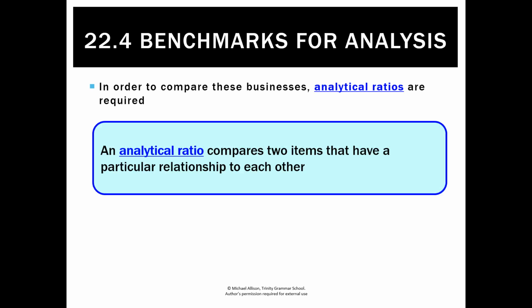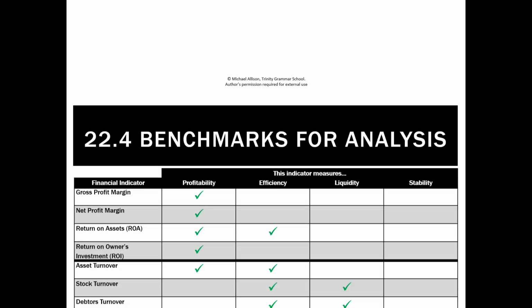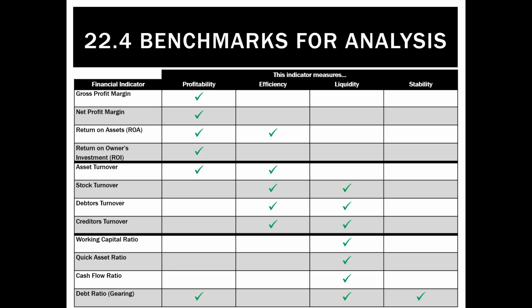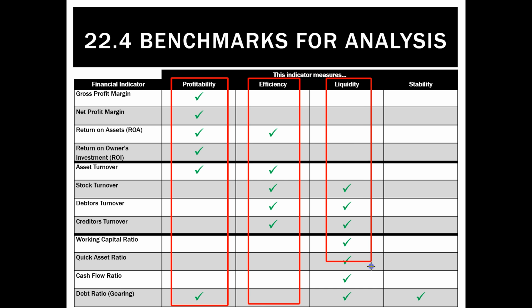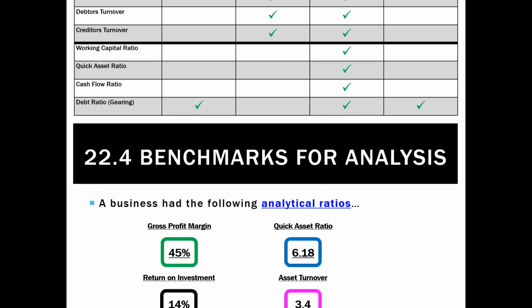So some of the things that we can compare them to are the analytical ratios. That's where it compares two items that have a particular relationship to each other. And for the rest of the chapter, we're going to go through each of the indicators there. So we can either call them an indicator or a ratio. And we can see each one measures a certain thing. So some ratios measure profitability, some measure efficiency, some measure liquidity, and one measures stability. Now what those words mean is what we'll learn as we go through the chapter.